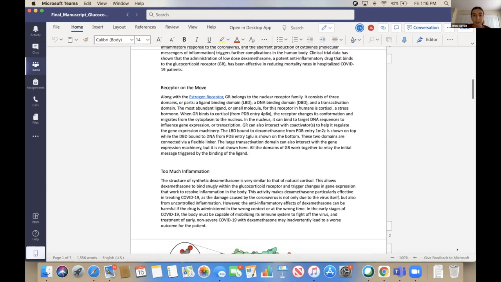The LBD-bound dexamethasone from PDB entry 1M2Z is shown on top, while the DBD bound to the DNA from PDB entry 1GLU is shown on the bottom. These two domains are connected via a flexible linker. The large transactivation domain can also interact with the gene expression machinery, but it is not shown here. All the domains of GR work together to relay the initial message triggered by the binding of the ligand.